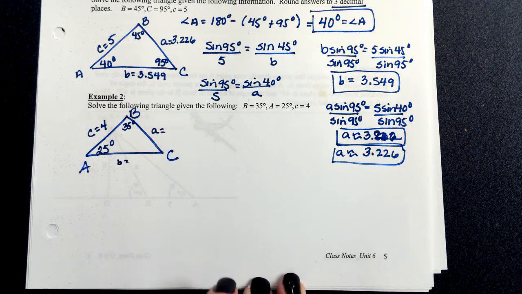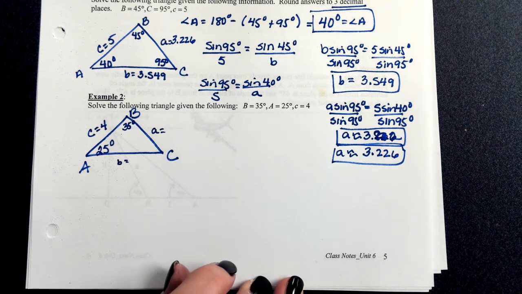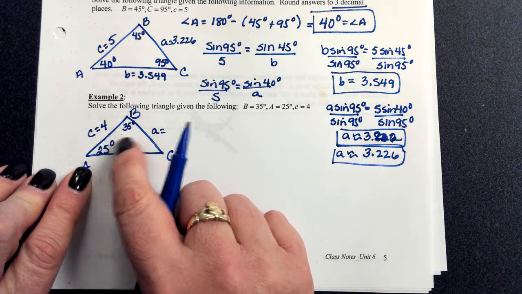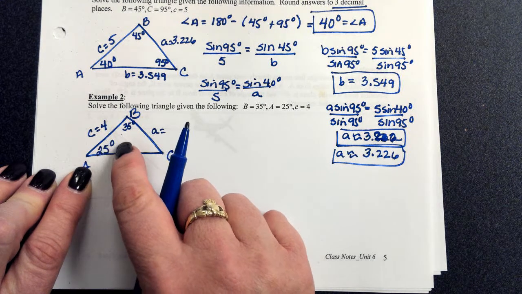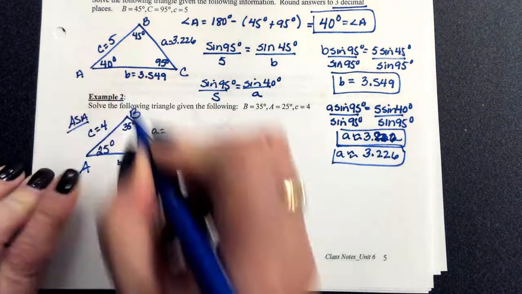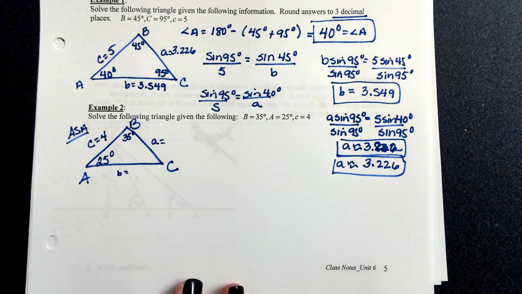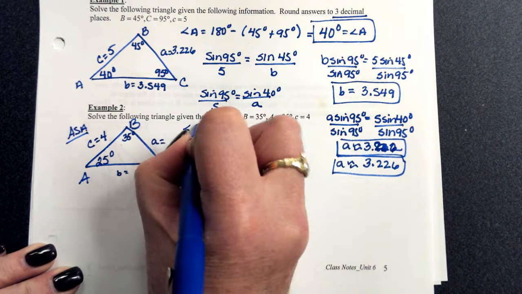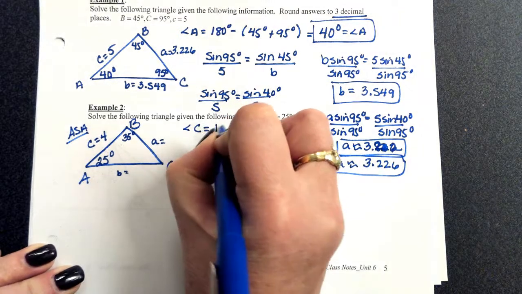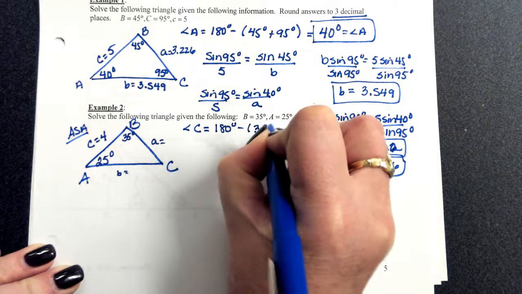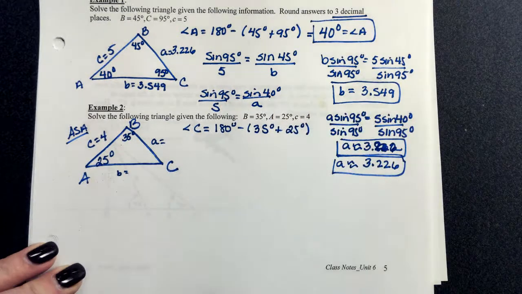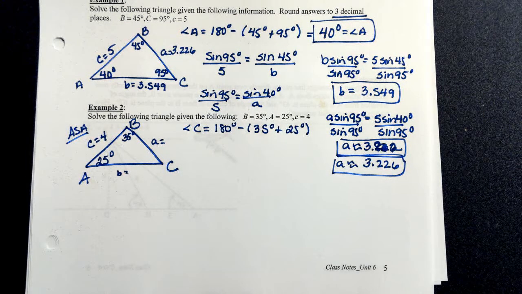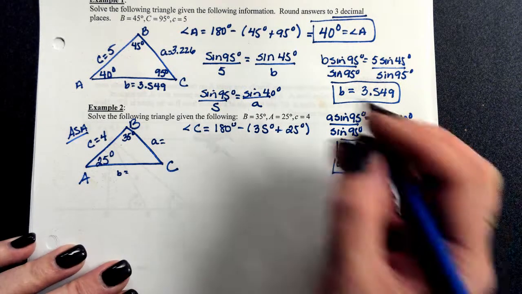What scenario is this? Is this an AAS or is this an ASA? Two angles and what? Is this side included or not included? Included. So this is an ASA. So any questions on how I labeled the triangle so far? So I'm giving you 2 of the 3 angles so I can go ahead and calculate angle C. So I can take 180 degrees and subtract from that the sum of 35 degrees plus 25 degrees. So 180 minus 35 minus 25 gives me 120 degrees.